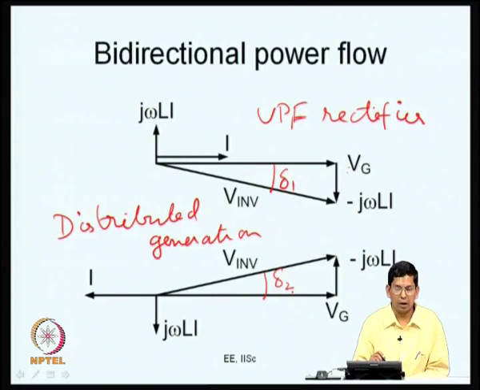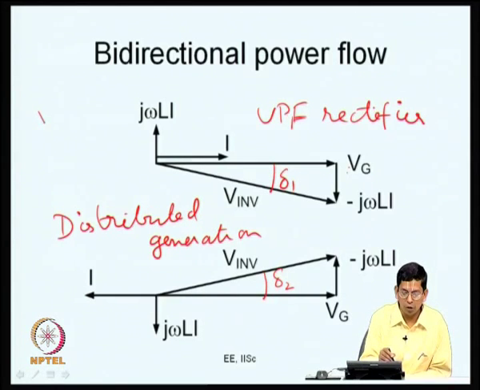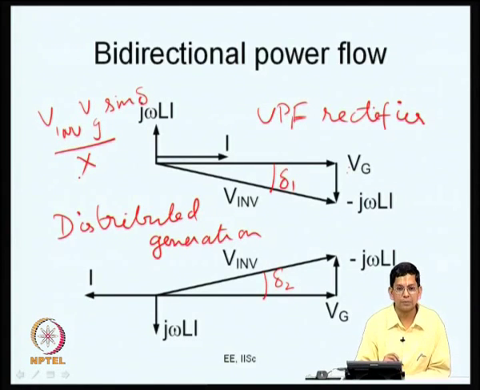Just to recall what you would have studied in power flow through transmission lines, the sending end voltage and the receiving end voltage: the power flow through the transmission line, which is modeled as an inductance, is proportional to the amplitude of the sending end voltage. It is also proportional to the amplitude of the receiving end voltage, inversely proportional to the reactance of the transmission line, and proportional to the sine of the angle between these two. So, the power flow is basically V inverter multiplied by V grid multiplied by sin delta divided by X.